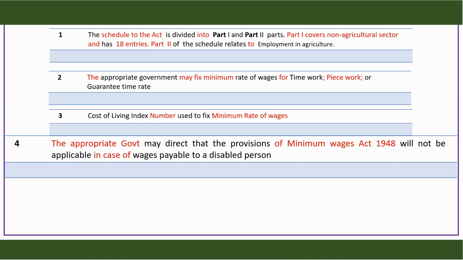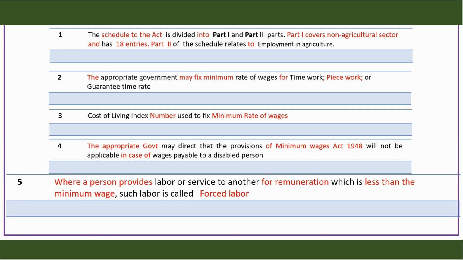It can also make some exceptions in case of specific categories, like any wages payable to a disabled person need not strictly follow minimum wages. It may be slightly different, but it has to be approved by the appropriate government. Where a person falls under any of these parts and the remuneration fixed or paid is less than the minimum wage, it is an offense of forced labor, which is prohibited under our constitution.